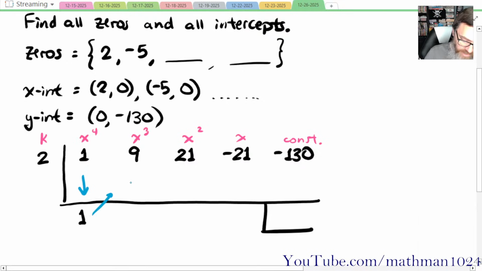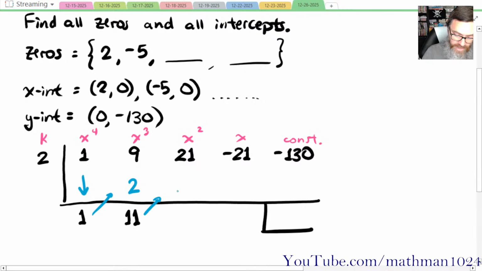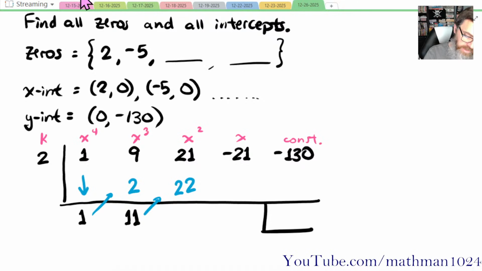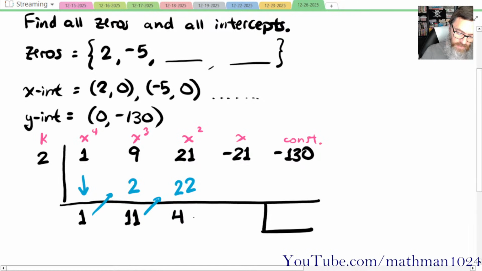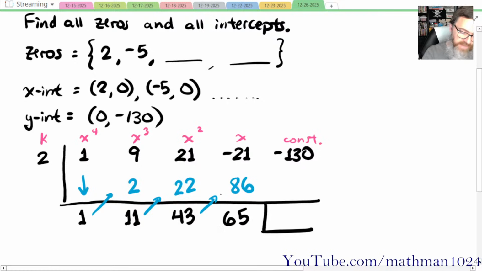So 2 times 1 is 2. Add to get 11. Multiply, we get 22. Adding is 43. Times 2 is 86. Adding is 65. Multiplying times k one last time is a positive 130. So I do get a remainder of 0. That's what I was expecting. That's what I get. I feel pretty good.